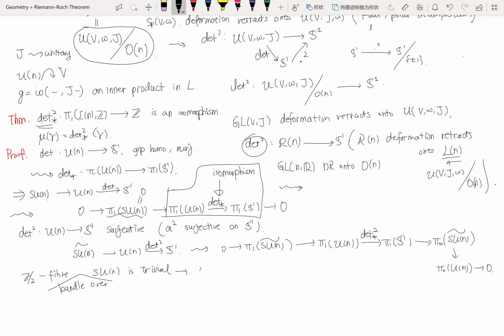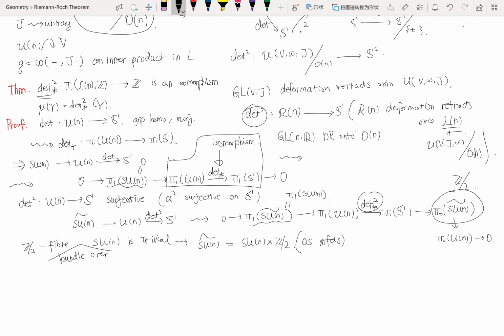So this gives us that the two-fold covering of SUN is just SUN cross J2, J quotient by 2, as topological spaces, or as manifolds, not as groups. So we know that this will be Z2, Z quotient by 2, and this is isomorphic to pi 1 of SUN. But we need to pass the determinant squared to the quotient Ln.